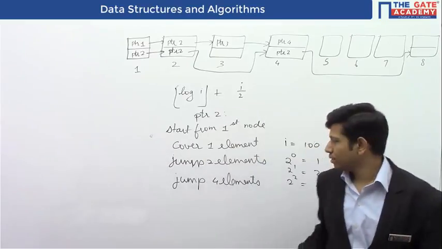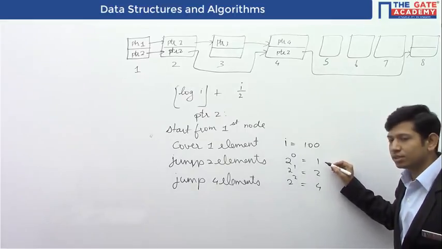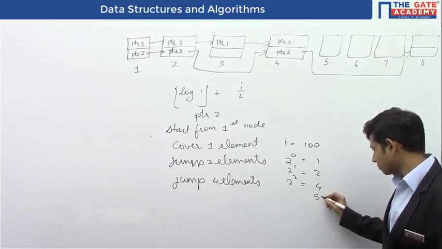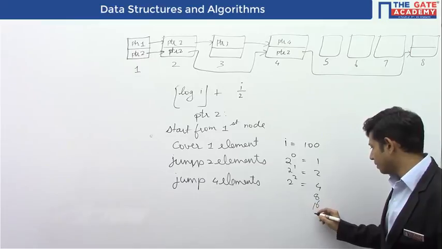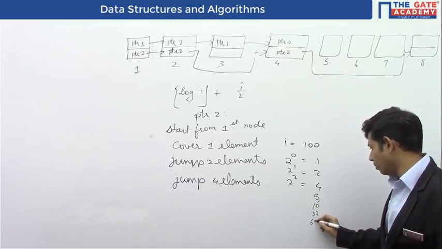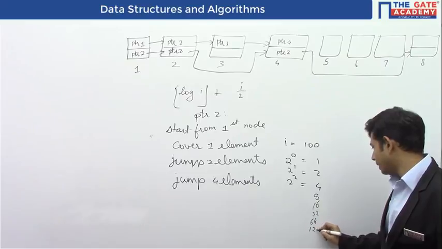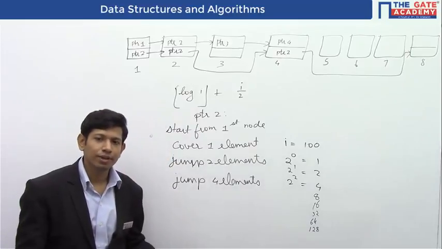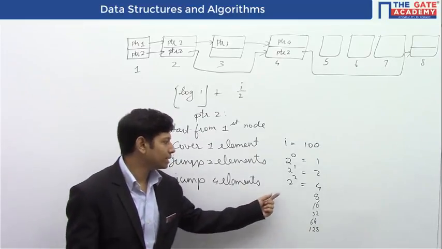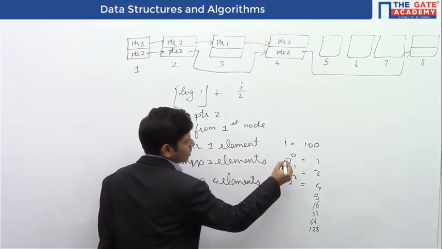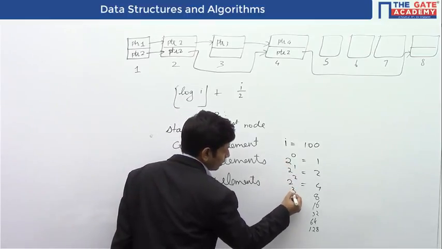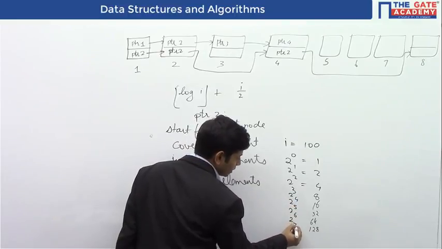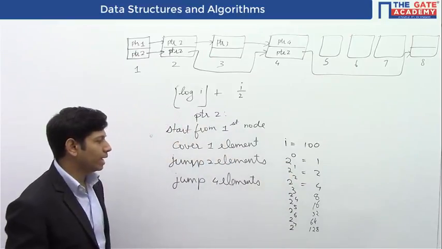So first, using the second pointer, we will reach the first node, the second node, 4th node, 8, then 16, then we will reach 32, 64, 128. So like this we have reached the 128th node. Now once we have reached the 128th node, we know how many steps we have made. We have made 1, 2, 2 to the power 3, 2 to the power 4, 2 to the power 5, 2 to the power 6, 2 to the power 7. So we have made 7 plus 1, 8 steps.